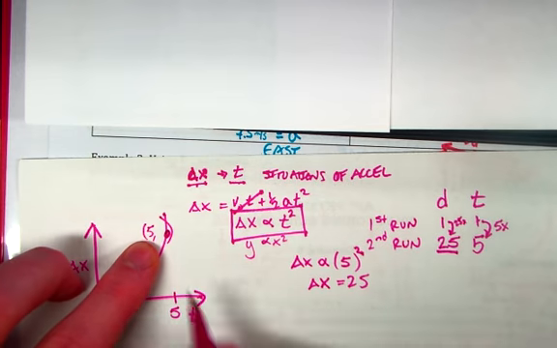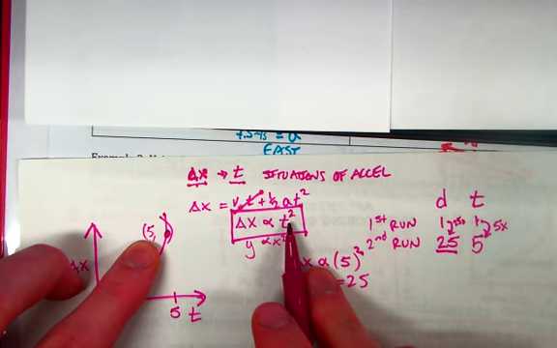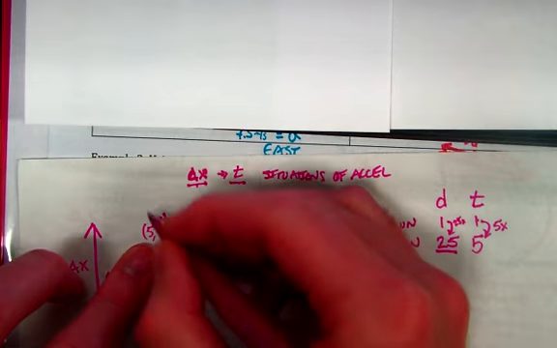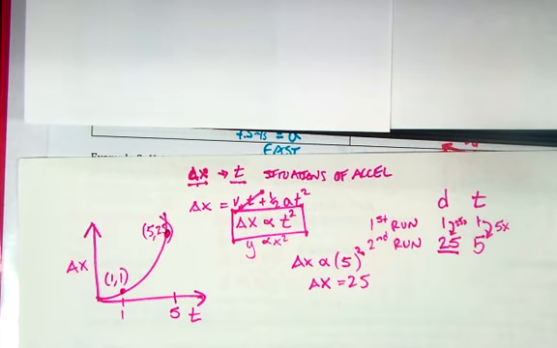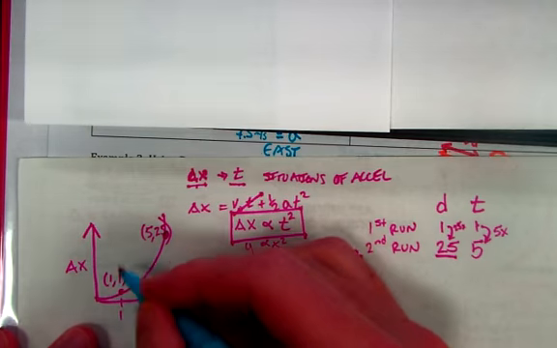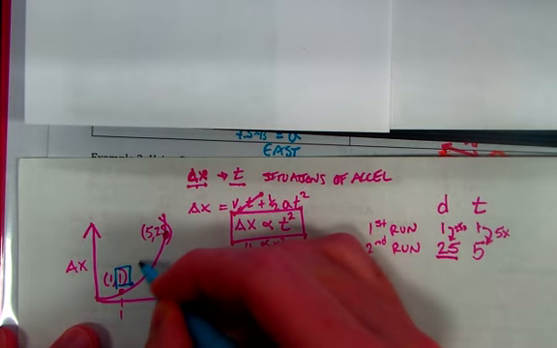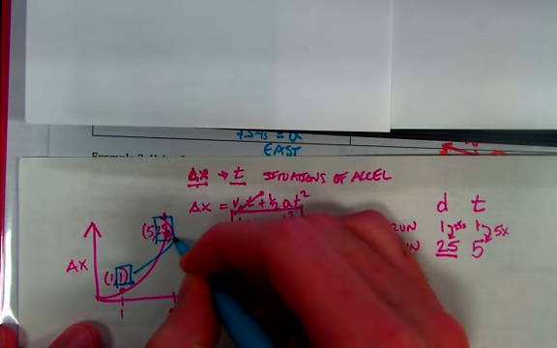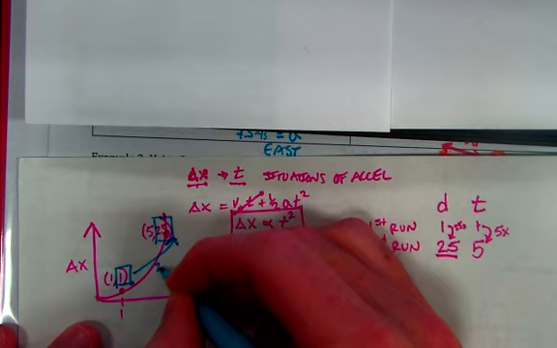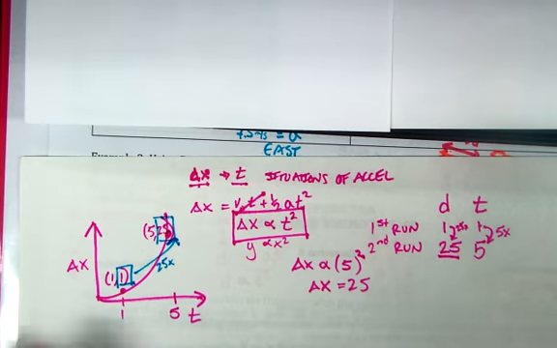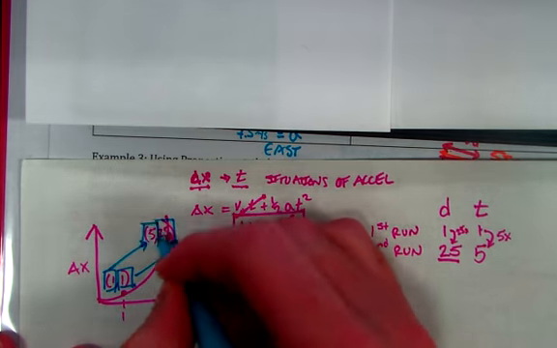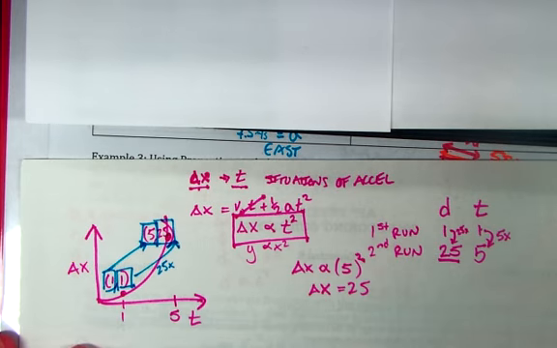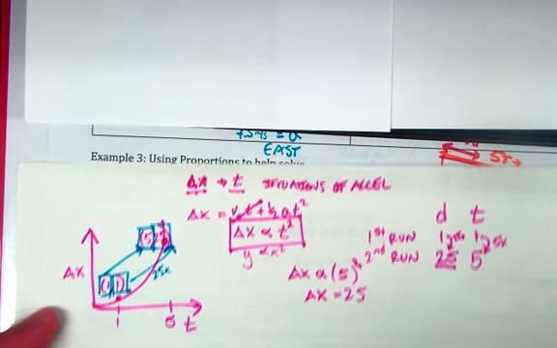If my time is 5, I plug it in and it gets squared. My delta x here becomes 25. So I can start to compare the y values. I can say that this is now 25 times what it used to be when I am 5 times that.